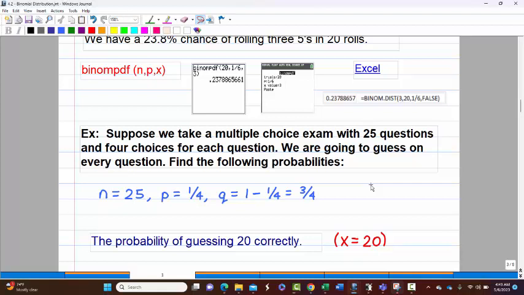Now, we have 25 questions. That's our n. Now, it says there's 4 choices for each question. So how do we turn that into a probability? Well, you think about it like this. There's 4 choices per question. The p, the lowercase p, is always the probability of success on one trial. So if you have 4 choices, you would have a 1 out of 4 chance of guessing any one question correctly. So there's where the 1/4 comes from.